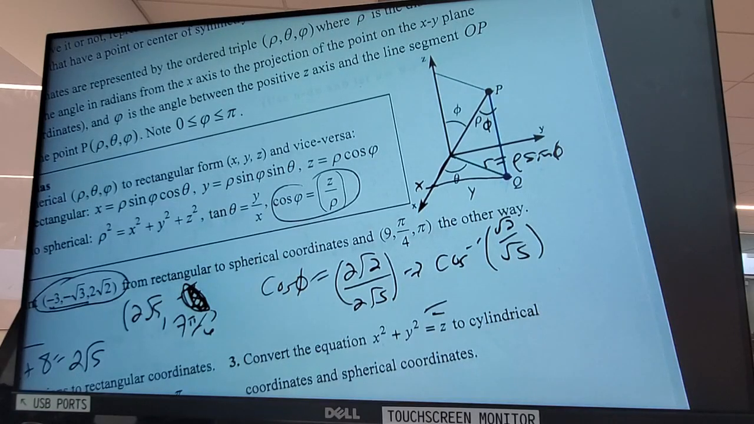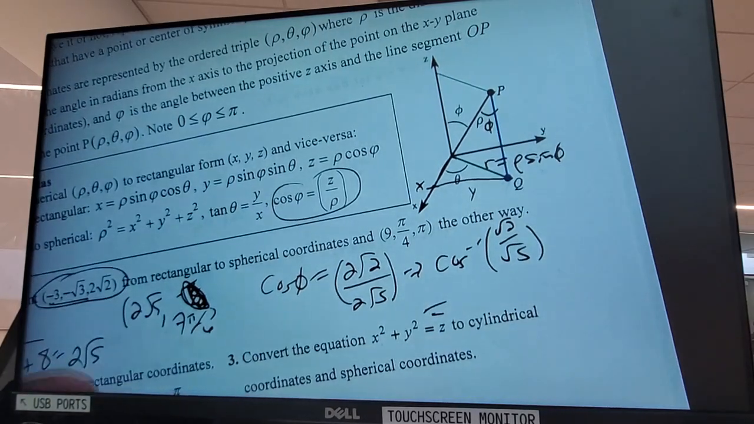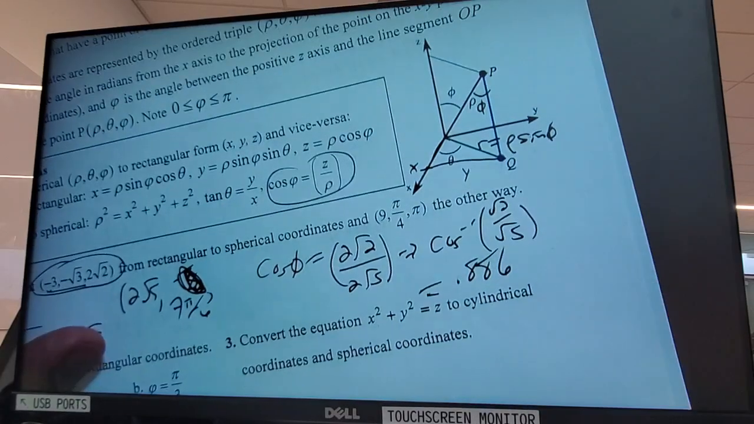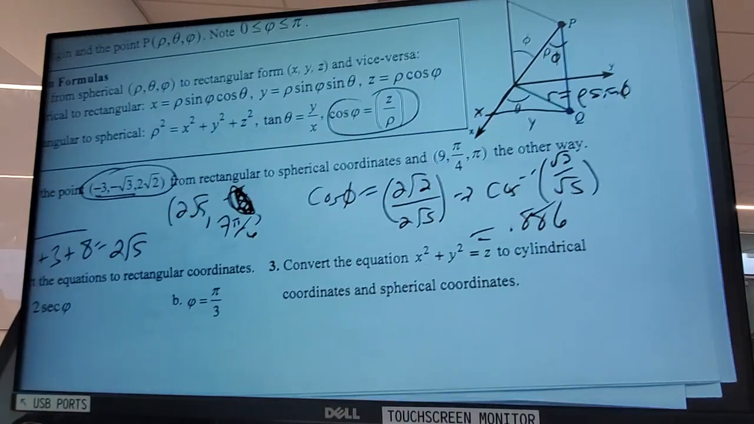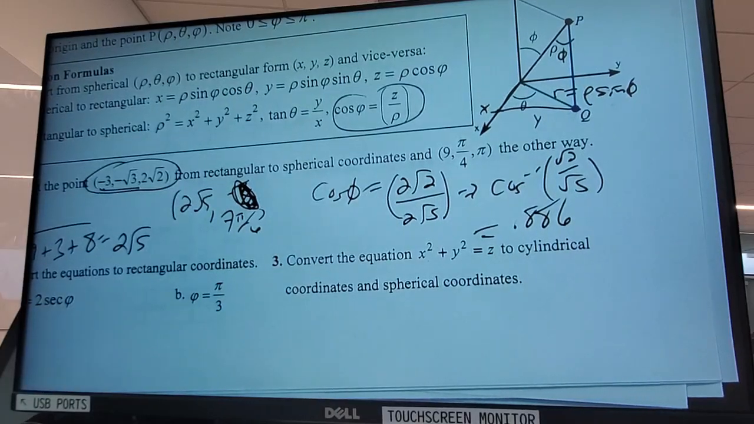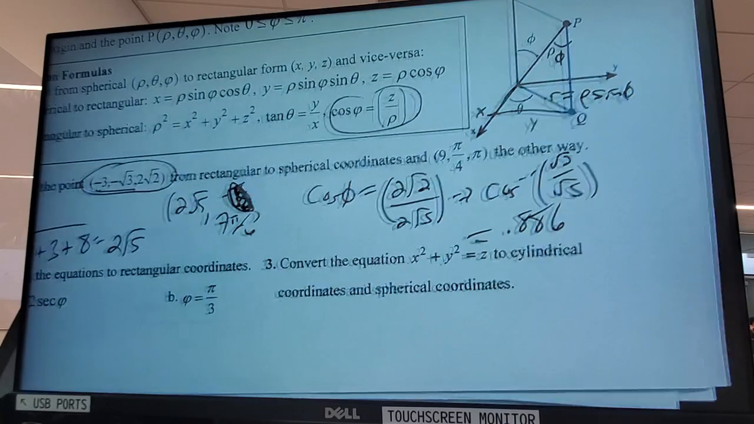I don't know. Is anybody doing that for me or no? You guys are like, what do you get? 0.886. Sure. Okay, so that's in radians, obviously. I like it. So in general, if I don't say, just round to like 3 places, that should be plenty, right? And the preference is for radians.